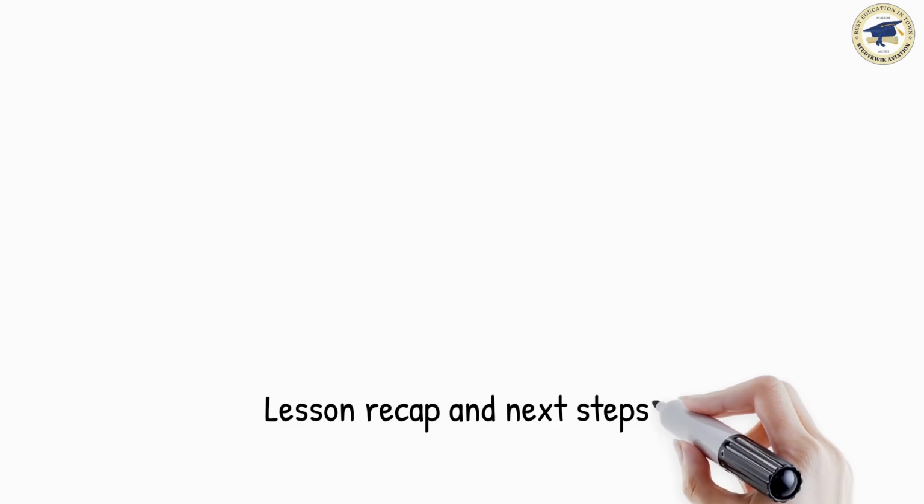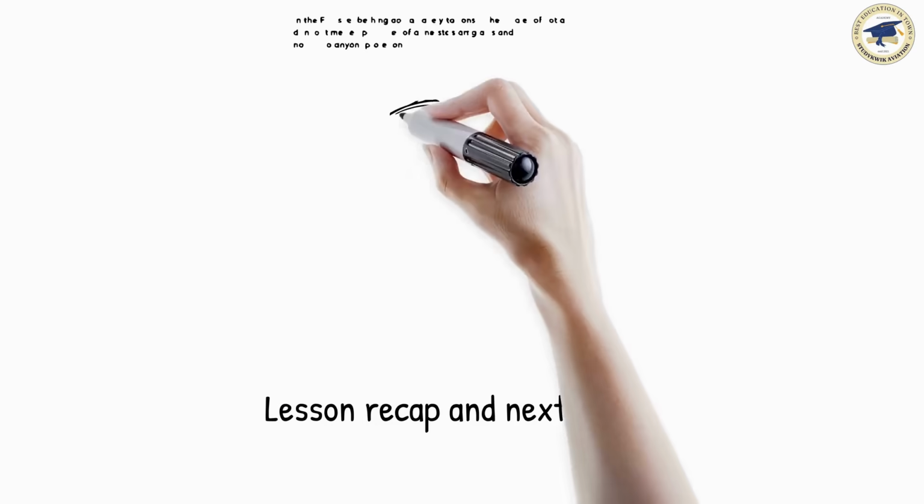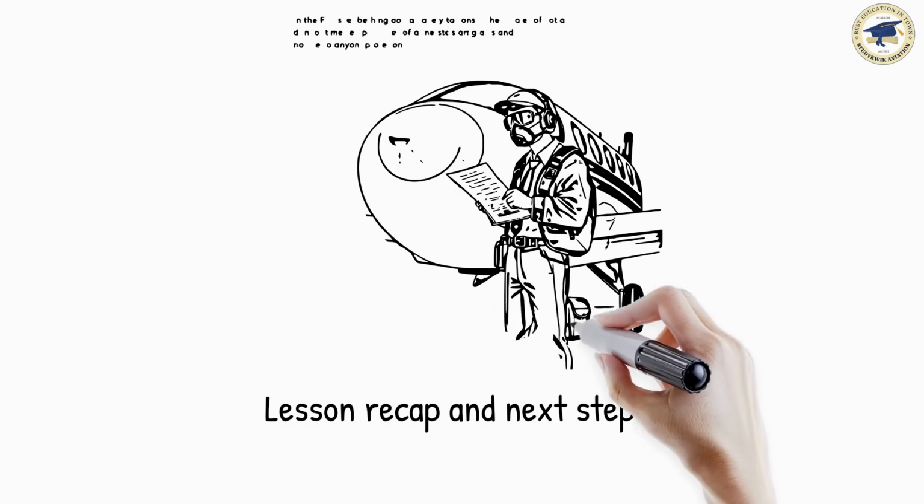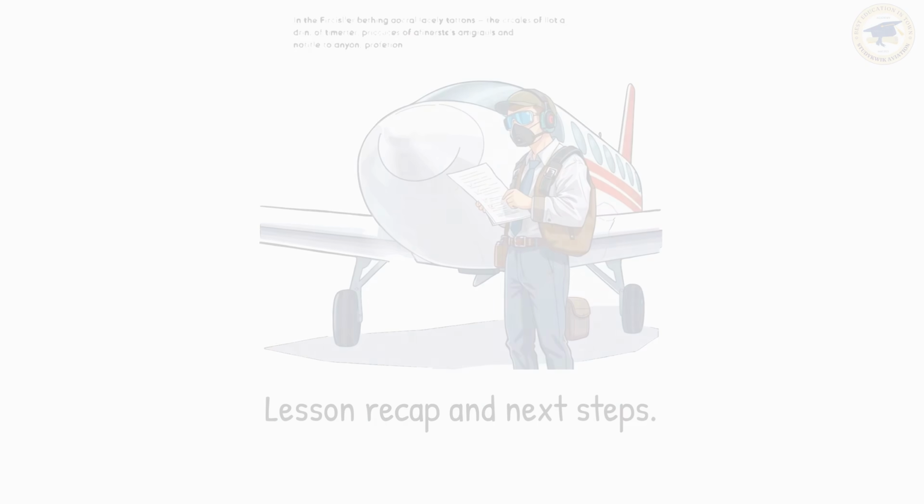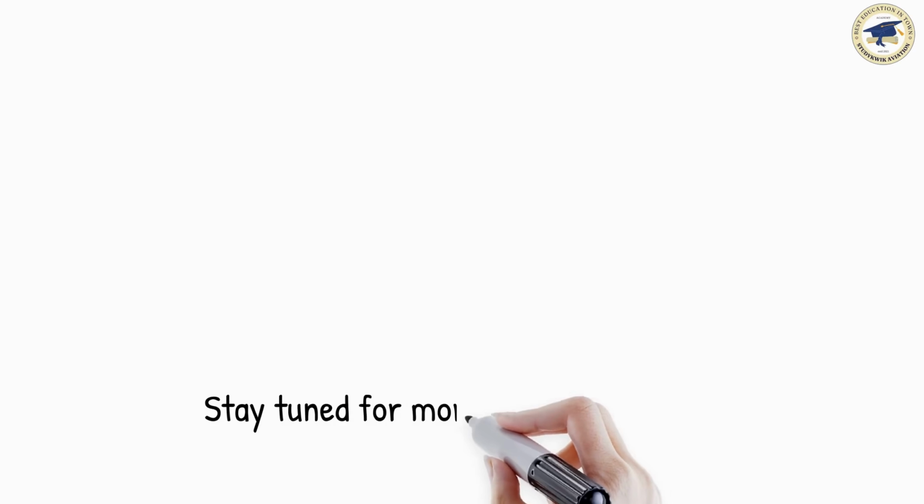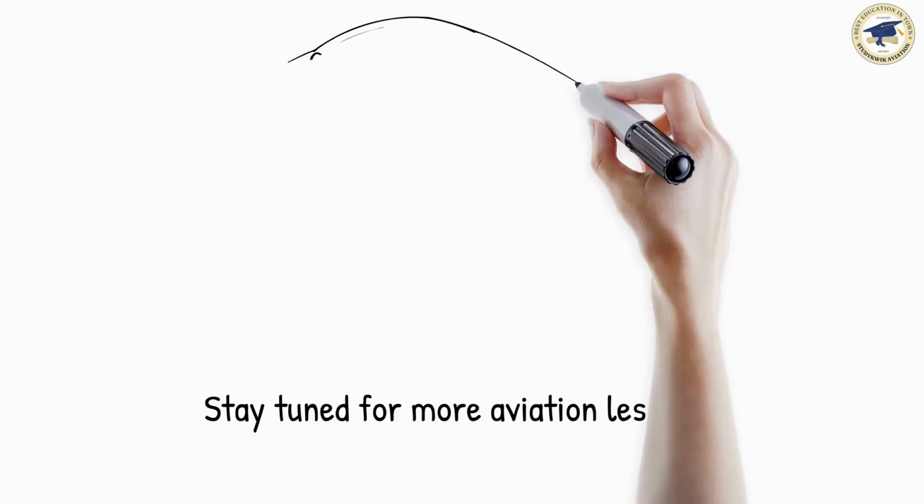That's all for this lesson. We reviewed altimeter principles, ISA assumptions, barometric and temperature errors, and QFE, QNH, and 1013 usage. Stay tuned for the next lesson, where we'll discuss altimeter setting procedures.